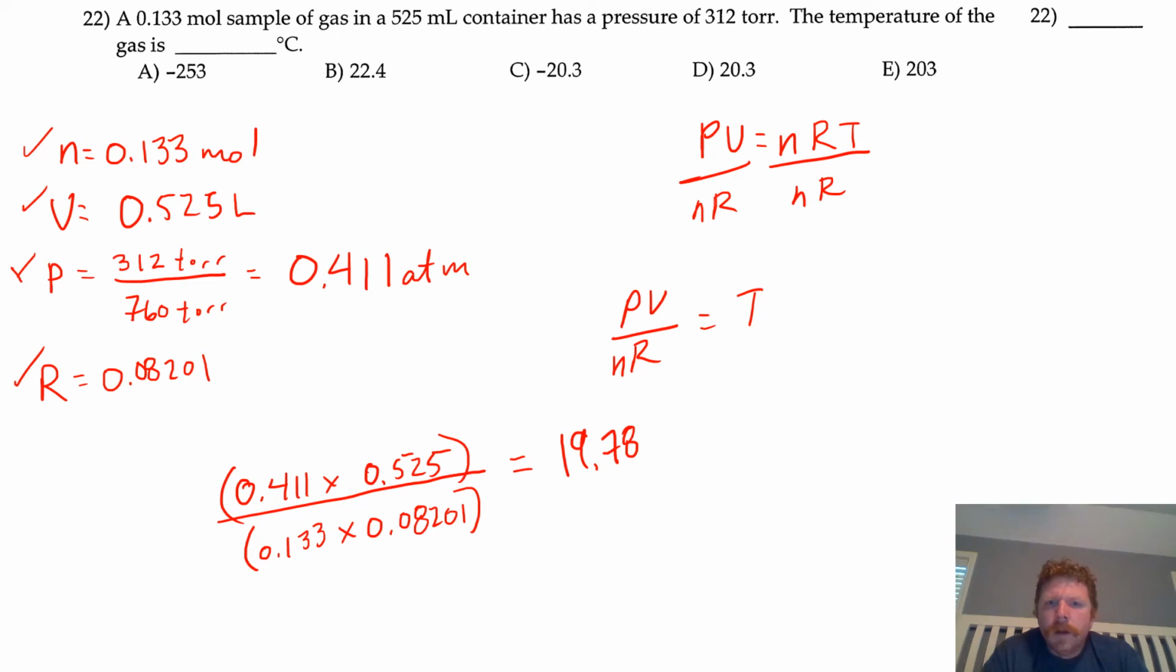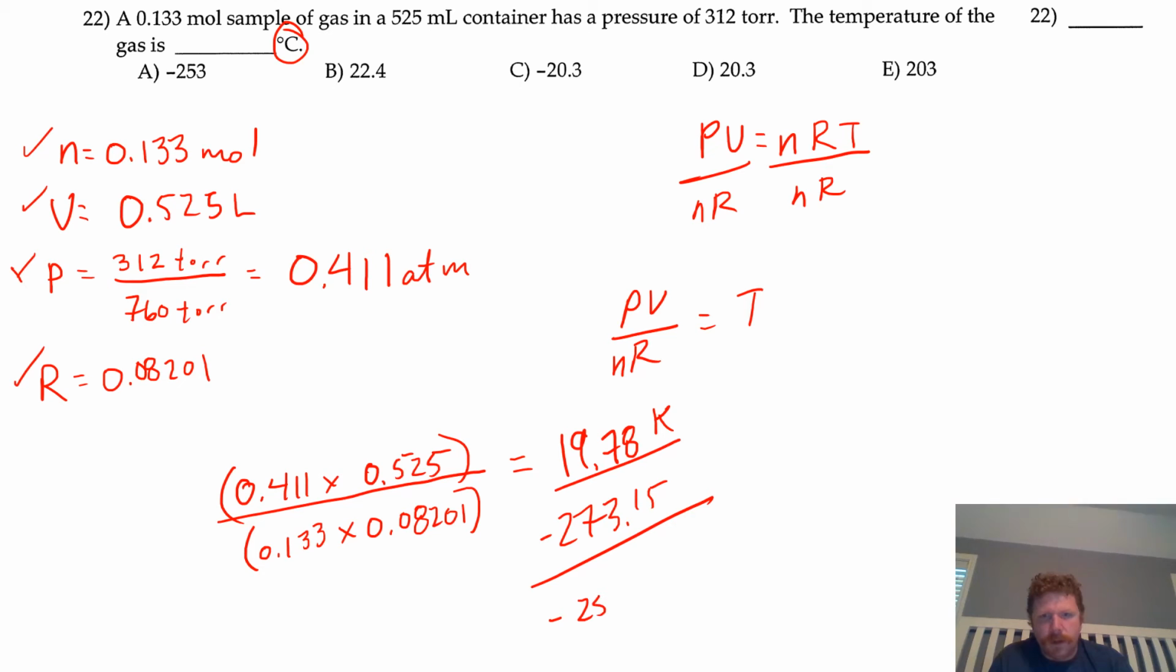Now, the tricky part about this is, you'll see 19.78, and you'll look at your answer options, and not a single one of those will be even remotely appealing. You've got to remember, this is a temperature in Kelvin. The question asks for degrees Celsius. So you have to subtract 273.15 from that. And when you do that, you end up with negative 253.2 degrees Celsius. Okay, now look at our answer options. B is out, C is out, D is out, E is out. But A is pretty attractive. We left at negative 253. So that is your correct answer, so you can move on.